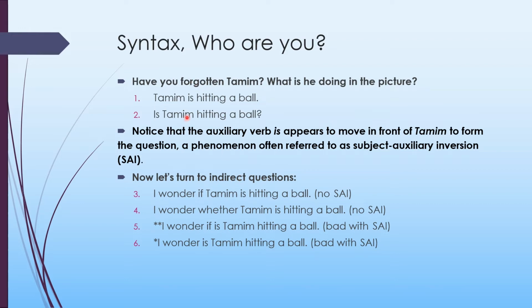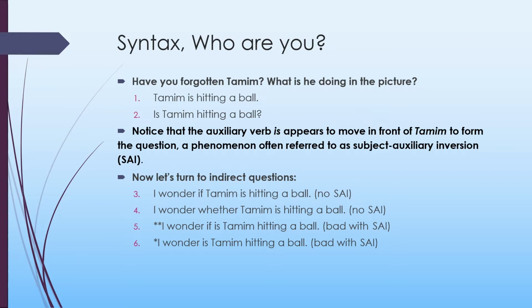So we can say Tamim is hitting a ball, or we can say, is Tamim hitting a ball? Okay, and the first one is an assertive sentence. We can say this is an affirmative sentence, and the next one is an interrogative sentence. You all know these things, but notice that the auxiliary verb is appears to move. We are talking about this auxiliary verb is, appears to move.